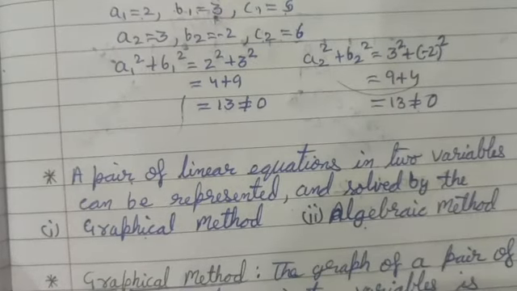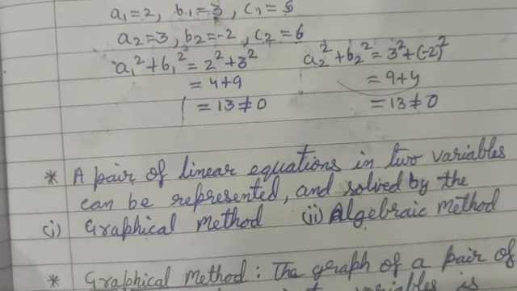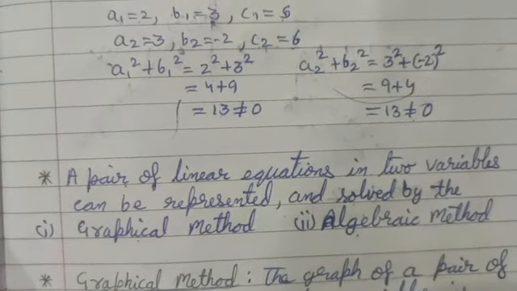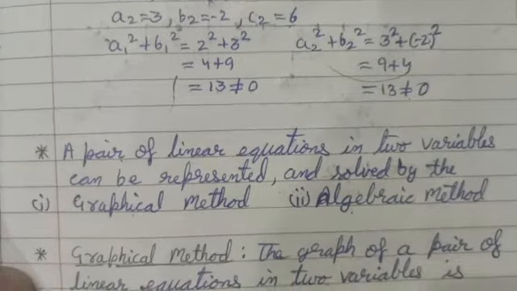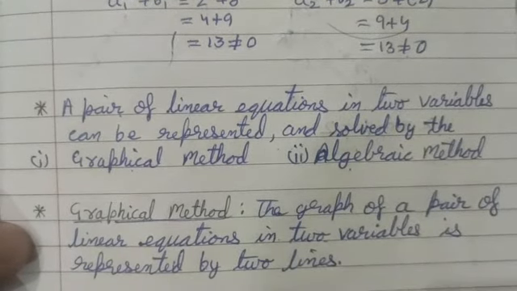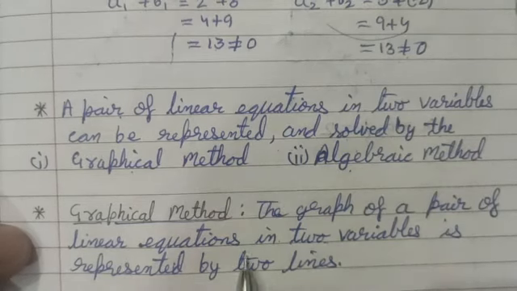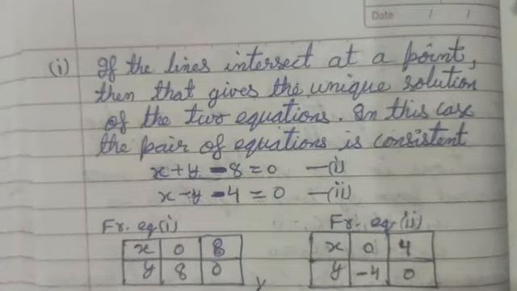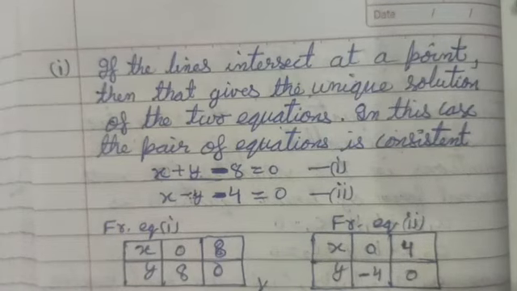Now a pair of linear equations in two variables can be represented and solved by two methods. First one is graphical method and second one is algebraic method. Now in graphical method, the graph of pair of linear equations in two variables is represented by two lines. Three situations arise in the graphical method.